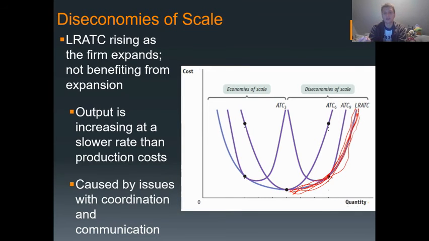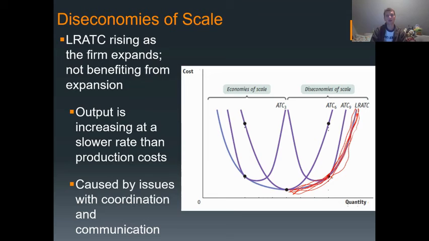Once again, think back to the equation for ATC. It's your total cost divided by quantity. So if your total cost is rising faster than your quantity, your end number is going to rise. So that's what's happening here. And this is caused usually by issues with coordination and communication. If you think about having a very, very, very large business that's all over the world, well, then you have to communicate. You have to figure out ways to quickly talk to each other. Something that people are especially having to figure out in today's world of telecommunication.